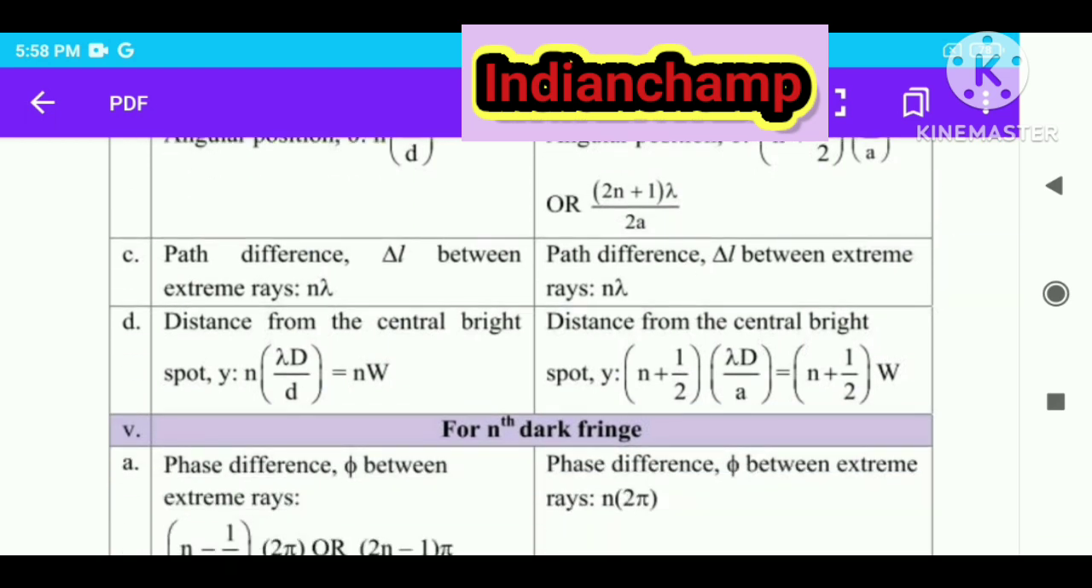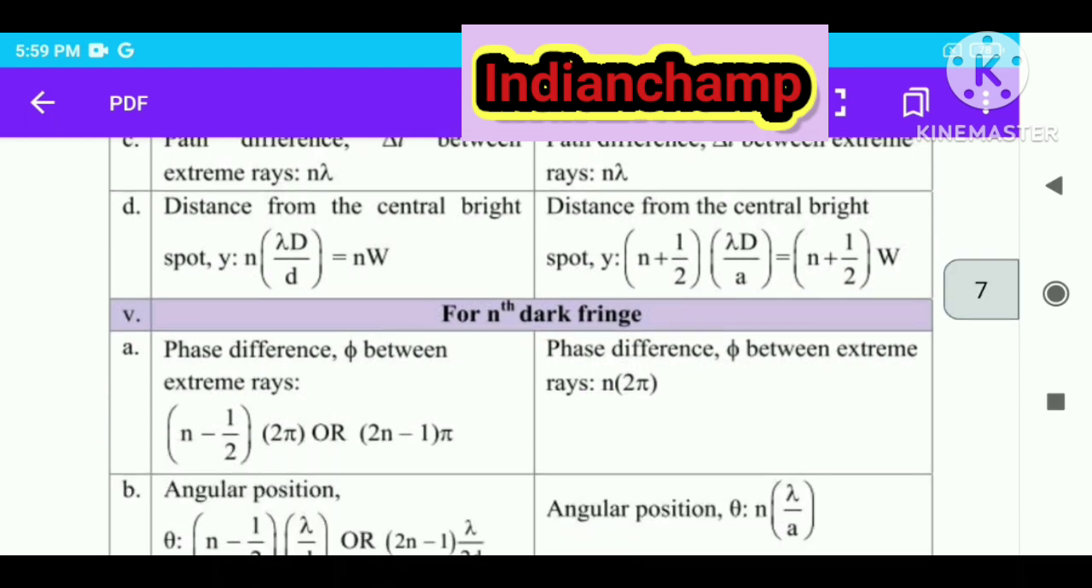See path difference delta L between extreme rays. The distance from the central bright spot y_n is n lambda D divided by d, which is equal to nW. In single slit, the distance from the central bright spot y is (n plus 1/2) lambda D divided by a, which is equal to (n plus 1/2) W.